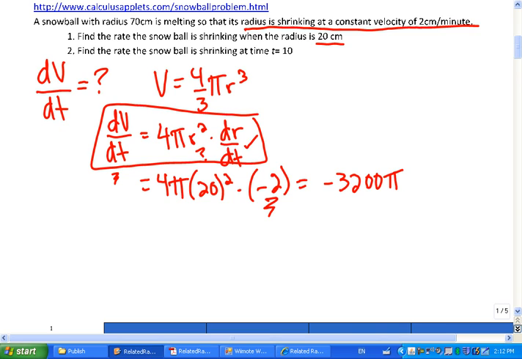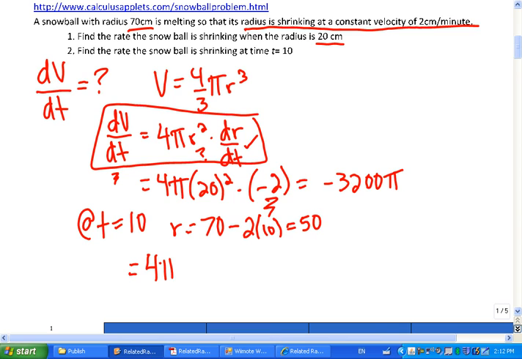So if we've lost 20 centimeters and we started at 70, that means the radius now equals 50 at time 10. The radius is 70 minus 2 times 10, which will be 50. So then I would have 4 pi times 50 squared times -2, which of course is going to be even bigger, so I'll leave it there. I don't particularly feel like doing that in my head. So, questions about this example so far?